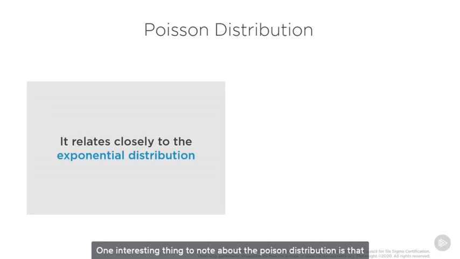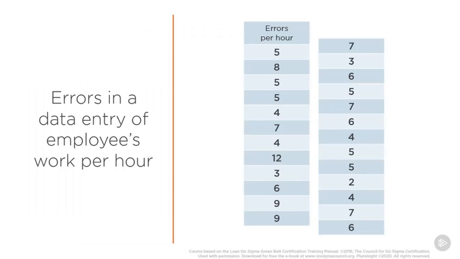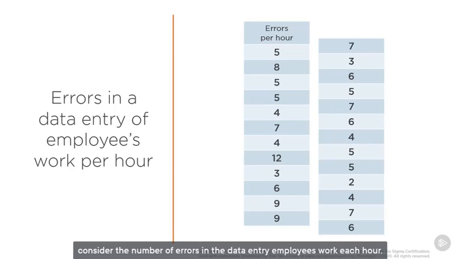One interesting thing to note about the Poisson distribution is that it relates closely to the exponential distribution. Remember, the Poisson distribution is discrete, not continuous. The distribution is an analysis of how many of one thing occurs per another. For example, consider the number of errors a data entry employee makes each hour.